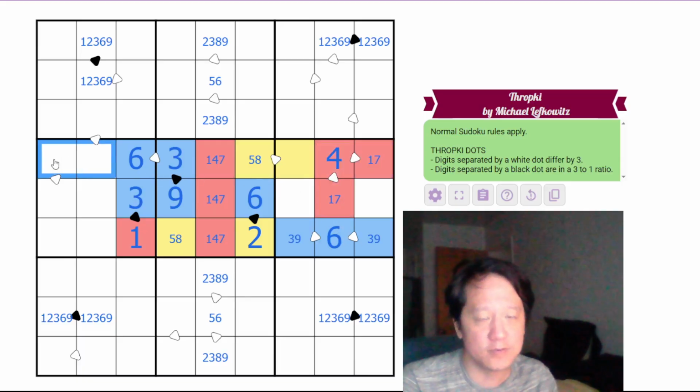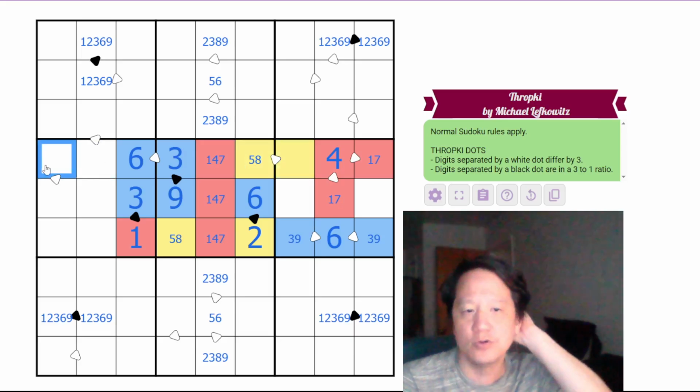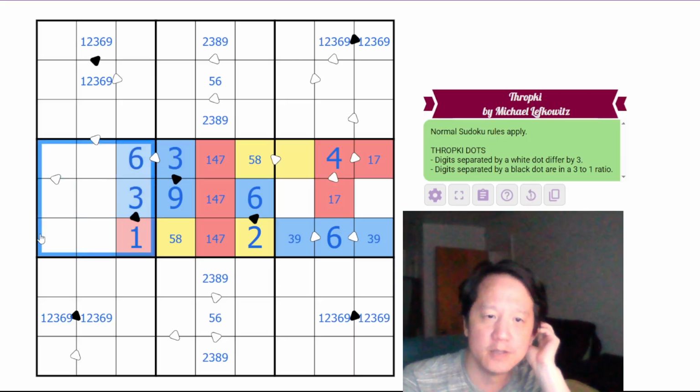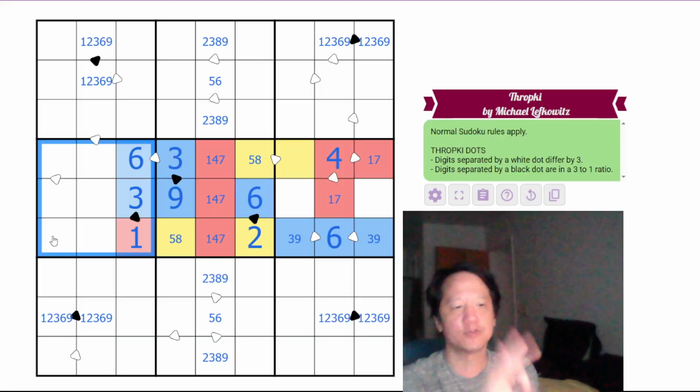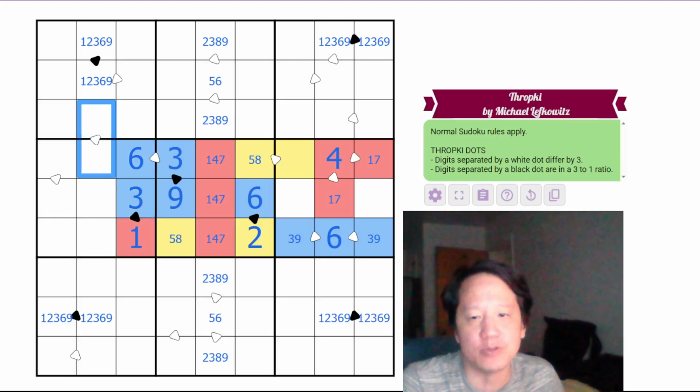That leaves these two as red. Well, these cannot be red. This is either blue or this is yellow. Well, if this were blue, we'd have 4 blues in this left central box, but we can't have that because only the 3, 6, and 9 can be part of the blue set. So this has to be blue here then, and this must be yellow here. These are blue and blue.